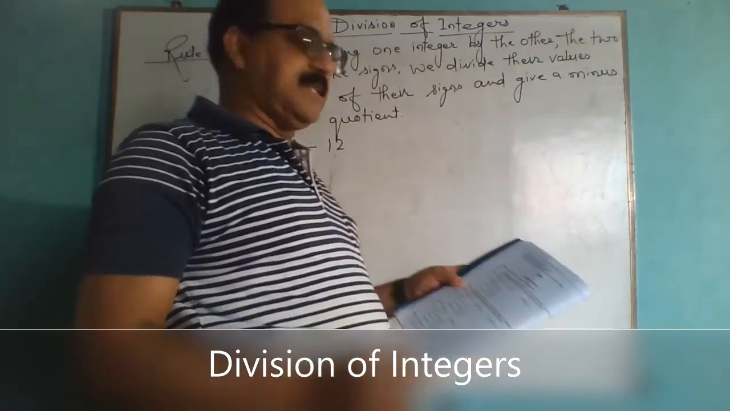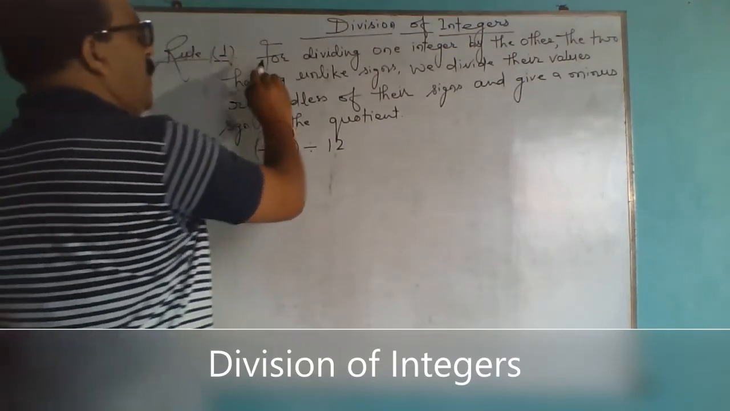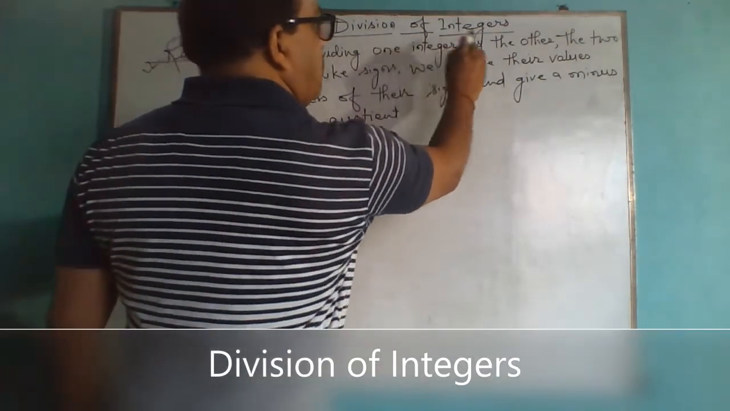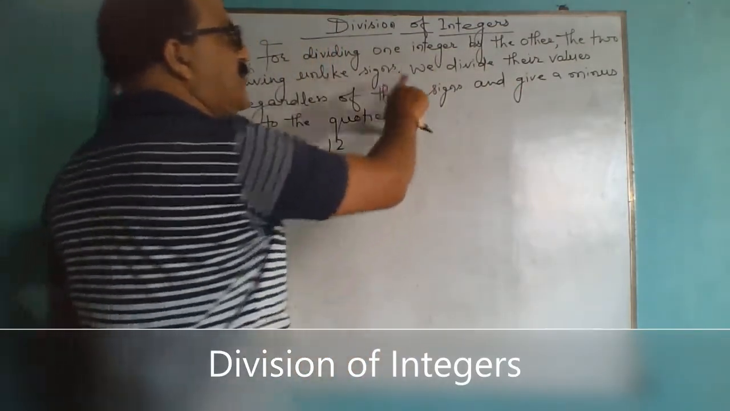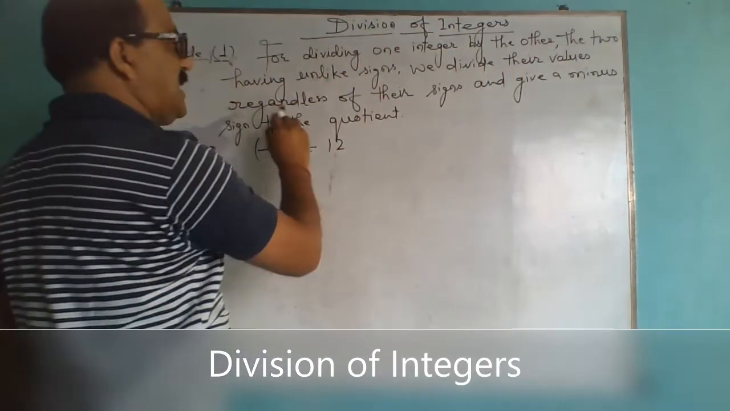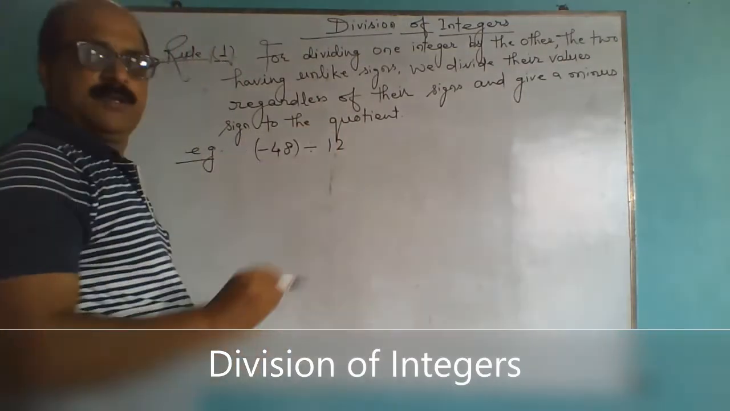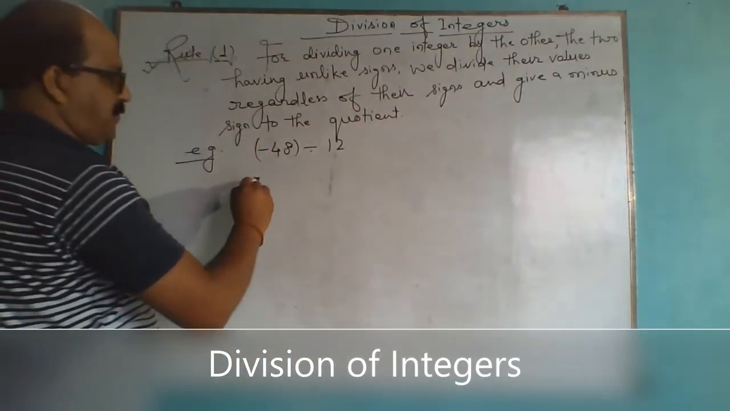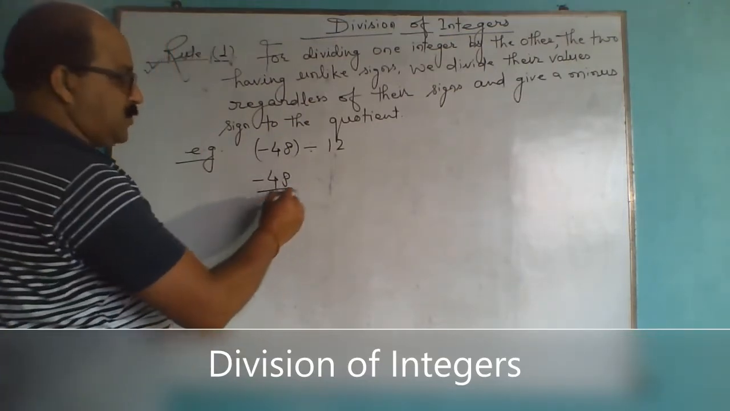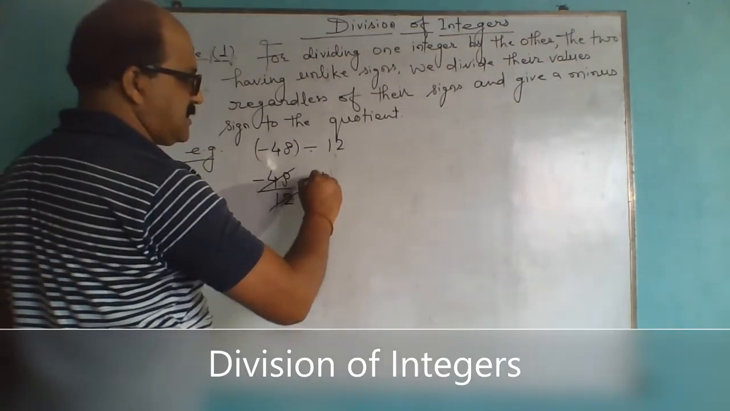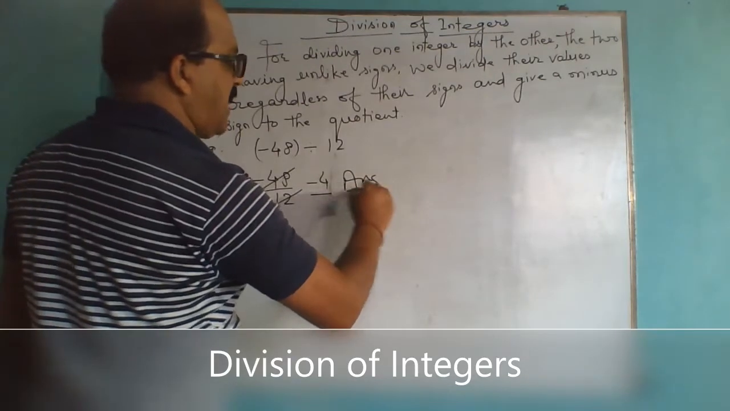Division of integers. The first property, rule 1, is written: for dividing one integer by the other, the two having unlike signs, we divide their values regardless of their signs and give a minus sign to the quotient. For example, minus 48 is divided by 12. 12 fours are 48, and the minus sign is laid here. So the answer, or which you say the quotient, is minus 4.